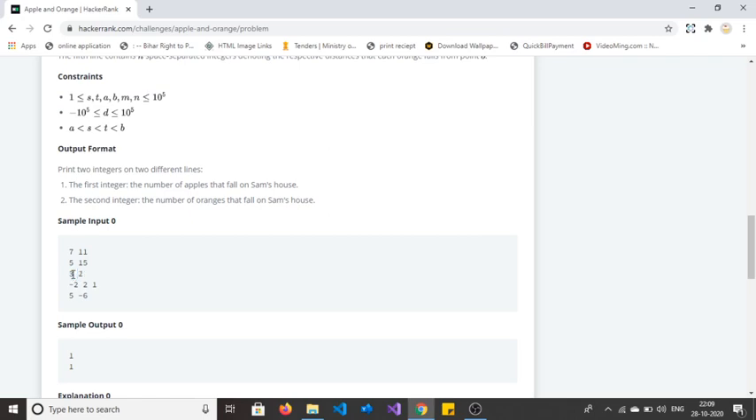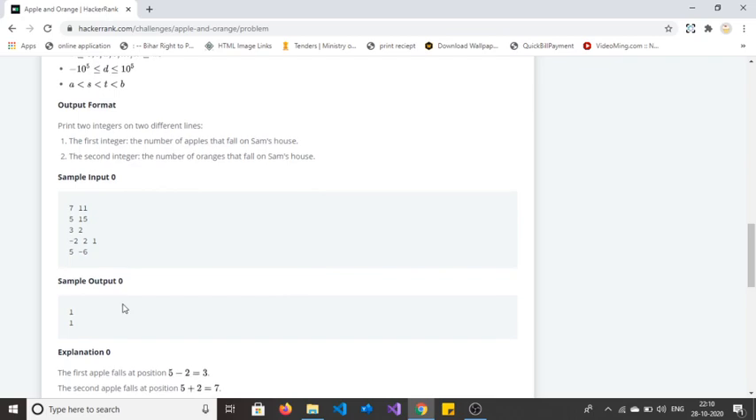3 means 3 apples fall from the tree, and 2 oranges fall from the tree. So these are the values for the apples, and these are the values for the oranges. Finally, we are printing 1 and 1, based on the calculation of how many apples and oranges fall within the given range, that is 7 to 11.